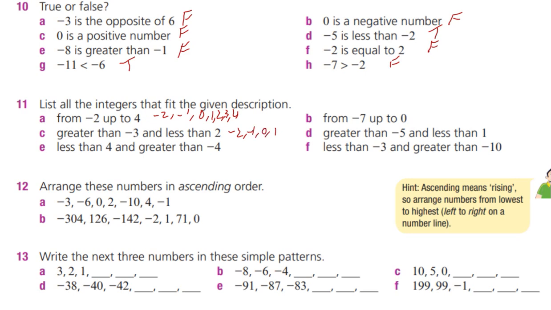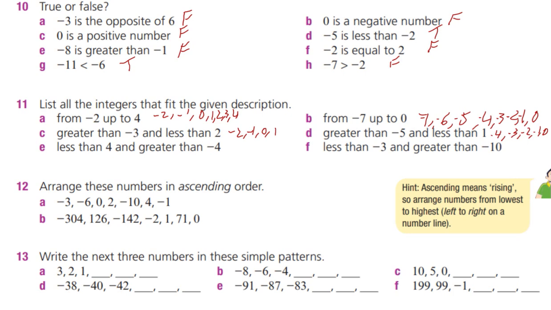We're done. From minus 7 up to minus 0. Minus 7, 6, 5, 4, 3, 2, 1, 0. And minus signs in between. Yep, minus sign. There we go. Greater than minus 5 and less than 1. So minus 4, minus 3, minus 2, minus 1, 0.